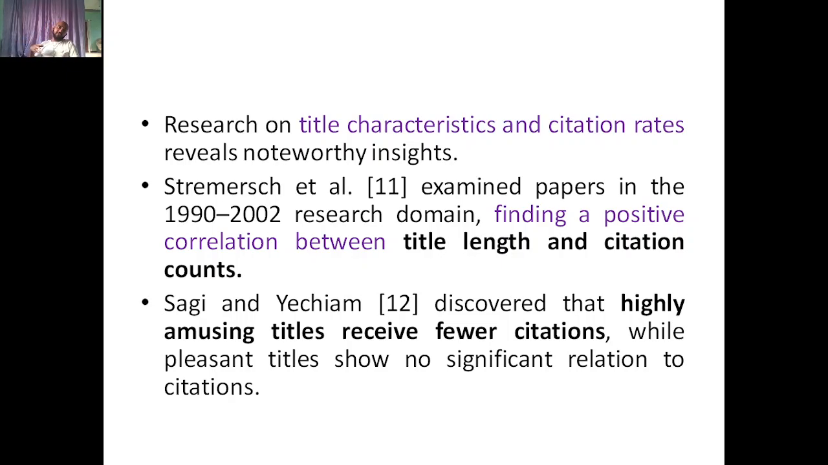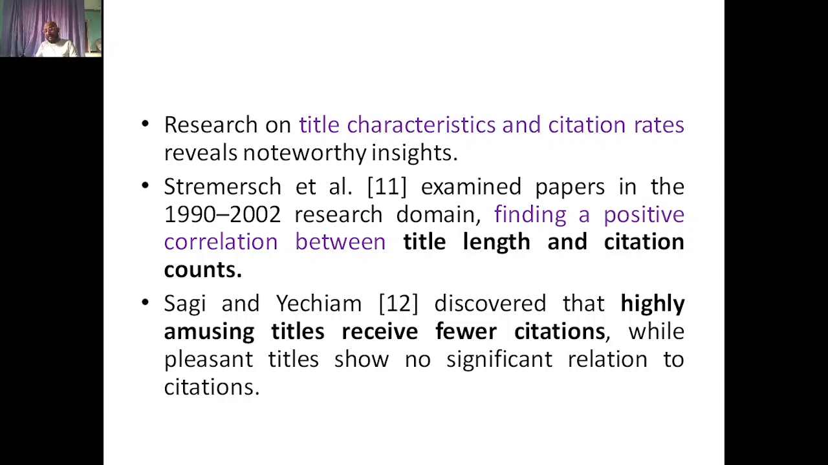And finding a positive correlation between the title length and citation count. So they found that there was a correlation between the title length and citation count. The bigger the title length, the more citations there were in their study. And then Sagi and H.M.